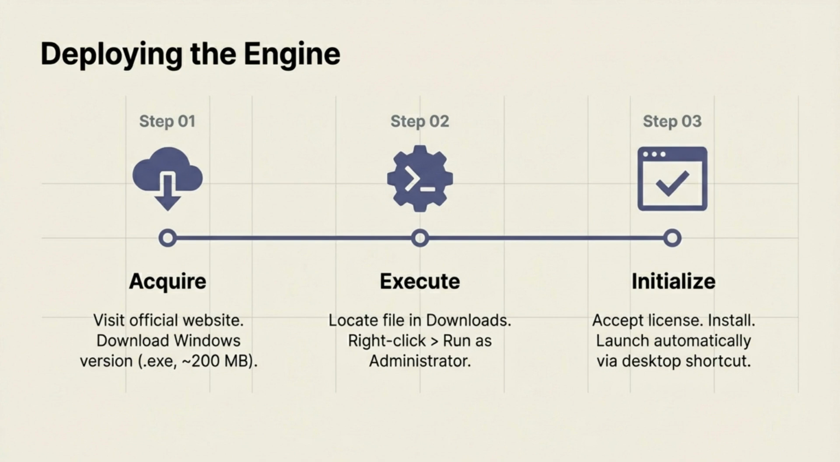Step 1. Acquire the file by visiting the official website and downloading the Windows version. Step 2. Execute the file in your Downloads folder by right-clicking and selecting Run as Administrator. Step 3. Initialize by accepting the license and allowing it to launch automatically.